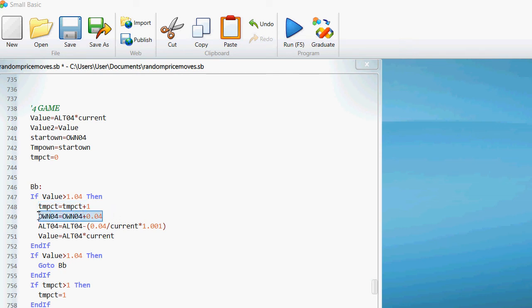Own 04 equals own 04 plus 04. Because what would happen is, if the value is greater than such, then I'm going to sell 4% of that ownership, because 1 would turn into 1.04. So that's why I would sell 4. This here would calculate how many I have to sell, and that would reduce it from my ownership. And the value would then be this multiplied by the current, so I get a new value.